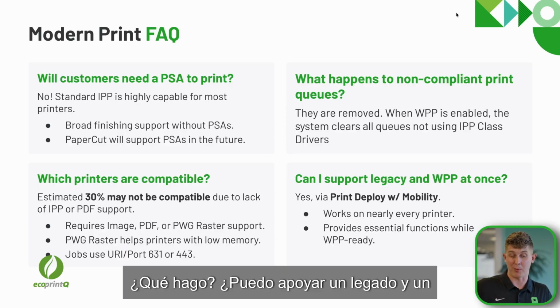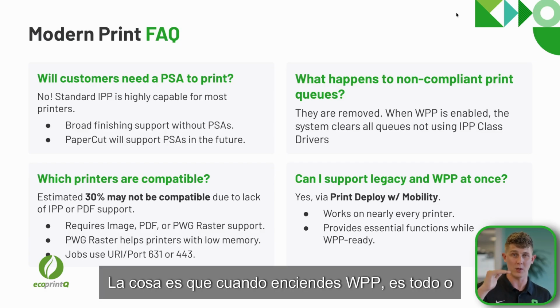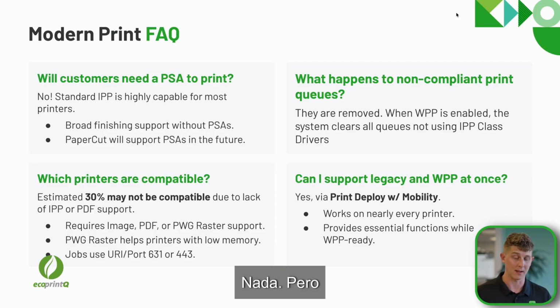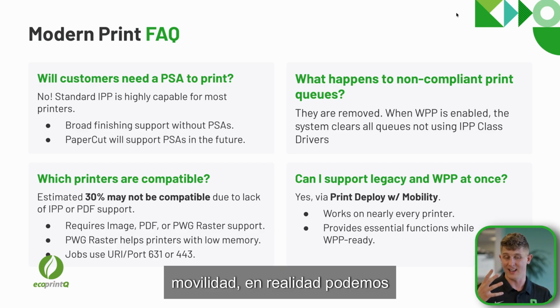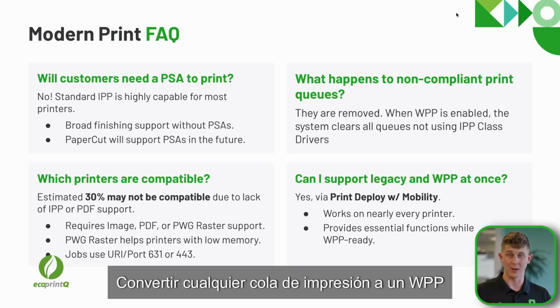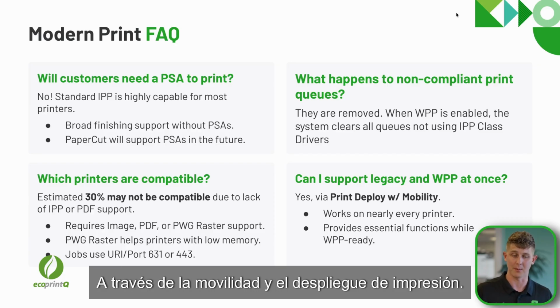What do I do? Can I support a legacy and a WPP instance all at once? Now, the tricky thing is when you turn on WPP, it's all or nothing. But with PaperCut, with Print Deploy and Mobility, we can actually convert any print queue to a WPP compatible one, as long as it's published through Mobility and Print Deploy.